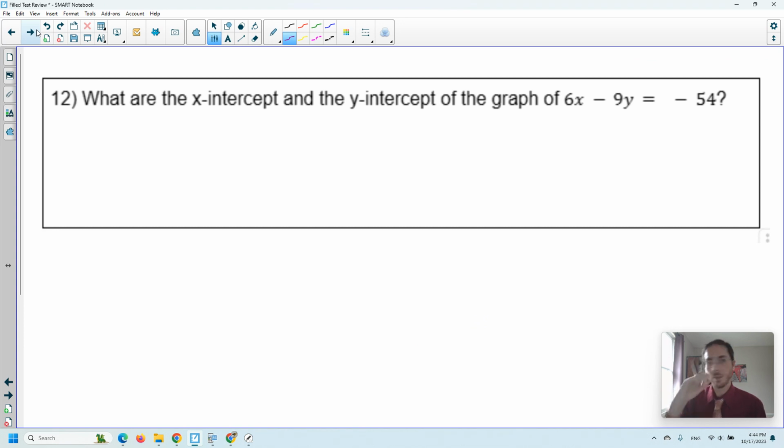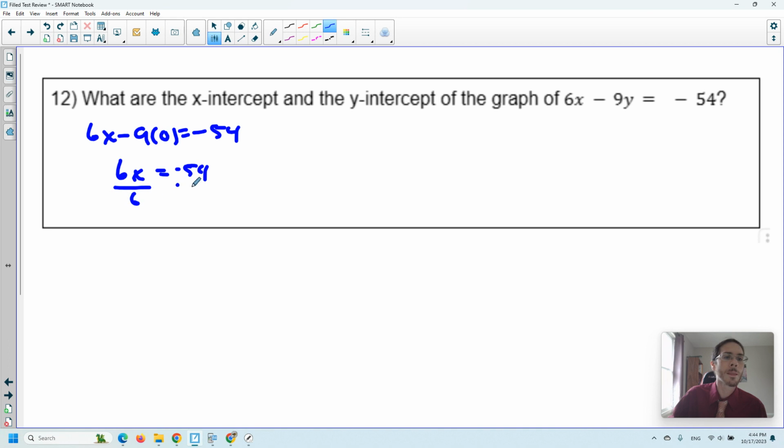All right, next one. What are the x-intercept and y-intercept of this graph? Again, we could graph it and just kind of find them. That's pretty quick. But by hand, honestly, I think is going to be even quicker. Because again, we'll just do 6x minus 9 times 0 equals -54. So 6x equals negative 54. So x is negative 9. So the x-intercept is negative 9, 0, or just x-intercept is negative 9.